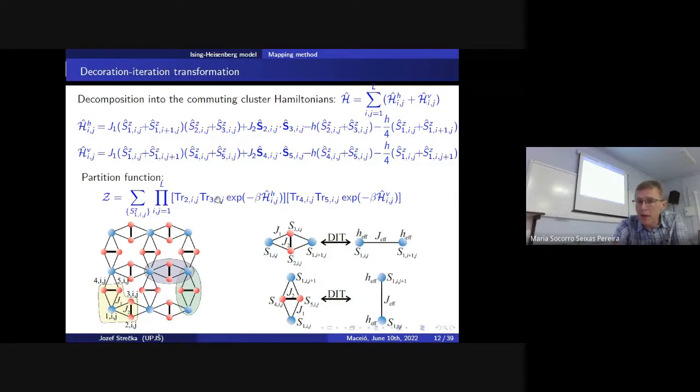So if we apply this now to the diamond decorated square lattice, we will replace this diamond cluster by just two Ising spins coupled by an effective coupling and effective field. Since we have left-right symmetry, the effective field will be the same, as I will show later on. And the same holds for the vertical bond.